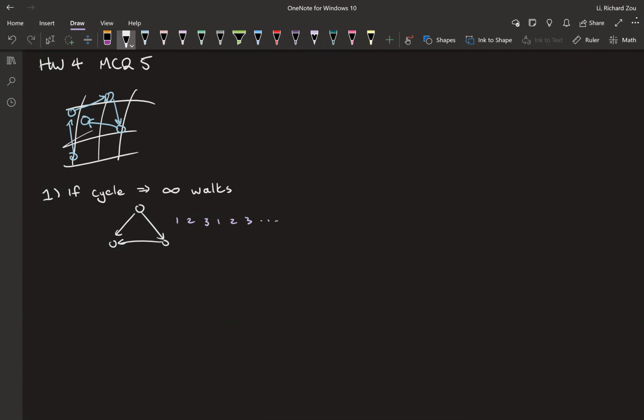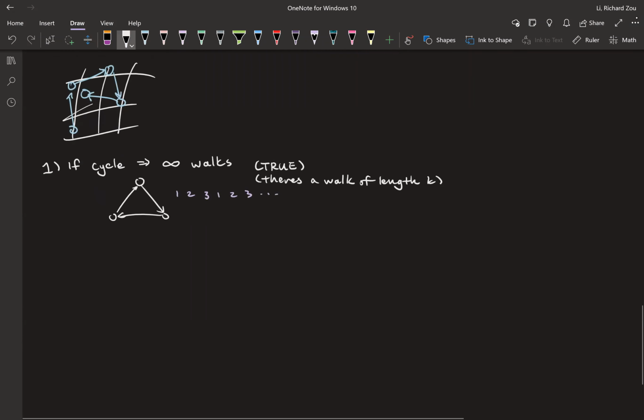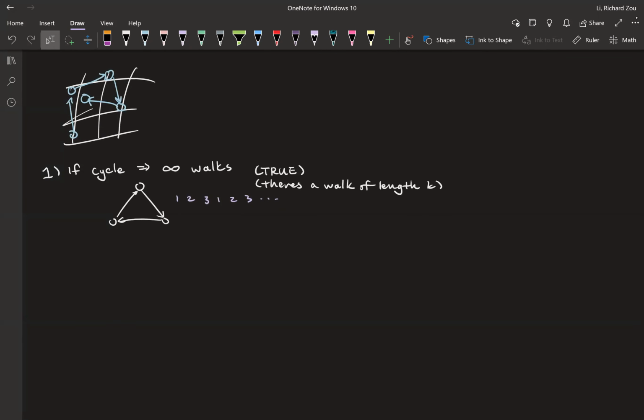And this means that, oh, this is not a cycle, actually. I drew this the wrong way. There we go. So if there's a cycle, infinite length walks, so the answer is always true. Yes, there is a walk of length k. Okay. Now this means that the only interesting case of this problem is if the graph has no cycles. So if no cycles, this means that we know the graph is a DAG.